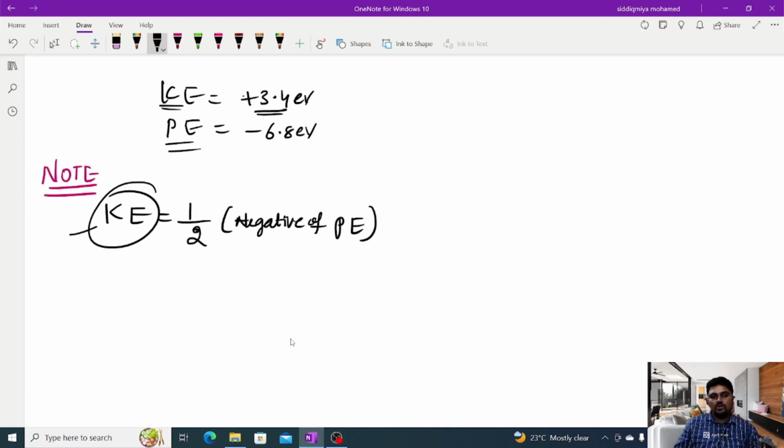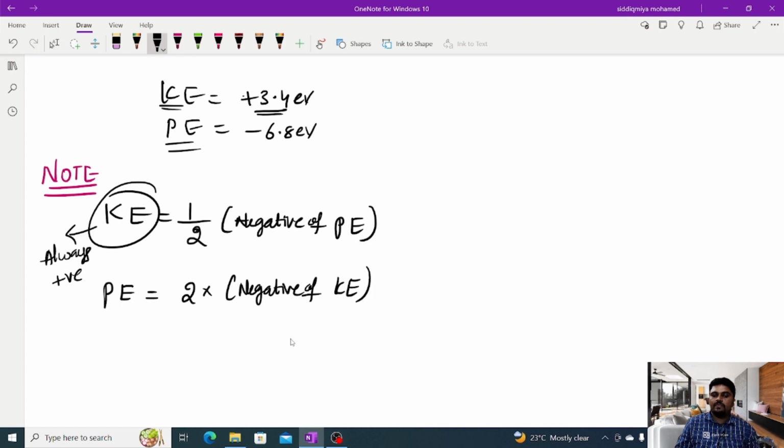Since kinetic energy will always be positive, you take it as positive. Actually I would get minus 3.4, but kinetic energy can never be negative, that's why. So this is one formula. And next, potential energy is equal to 2 into the negative of kinetic energy.